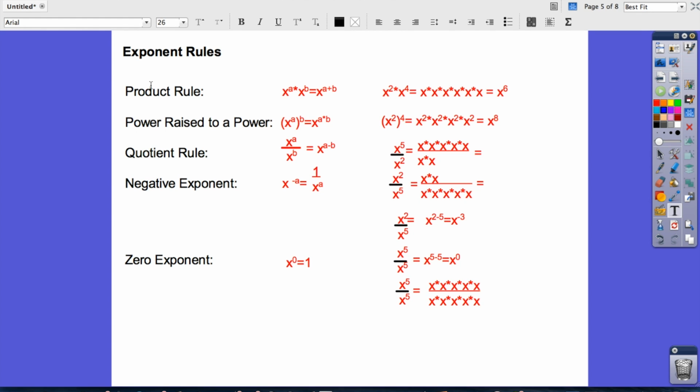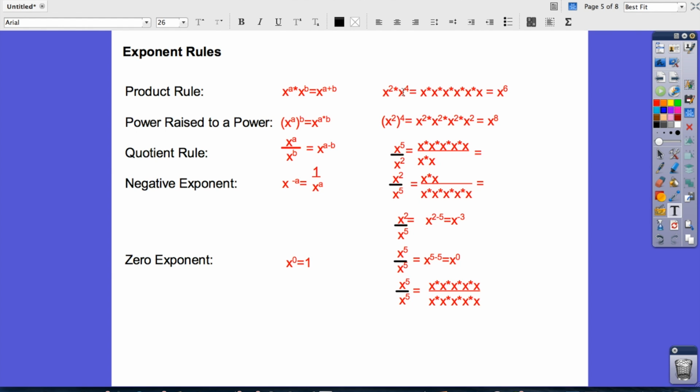So here's a quick review on exponent rules. You've covered this in 7th, 8th, 9th, and at least 10th grade. So the product rule. The product rule means that anytime we multiply numbers with the same base, we add their exponents. To make that a little bit easier to see, we're going to use some numeric values.